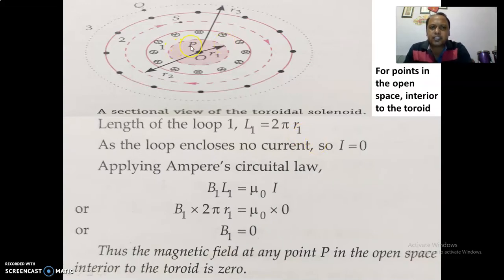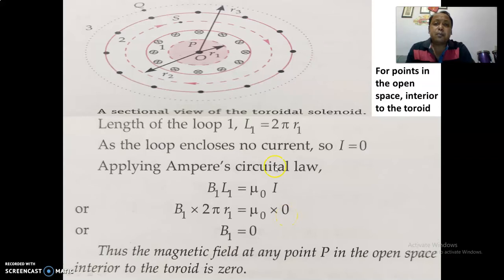Now the point P lies in the open space in the interior of the toroid. We will use the Ampere Circuital Law: integration B dot dl is equal to mu naught into the total current threading the loop. The integration of dl gives the total length of the Amperian loop, which is 2 pi R1. B1 is the magnetic field which we are assuming in the open space of the toroid. The value is B1 into 2 pi R1, which is equal to mu naught into the current threading the loop.